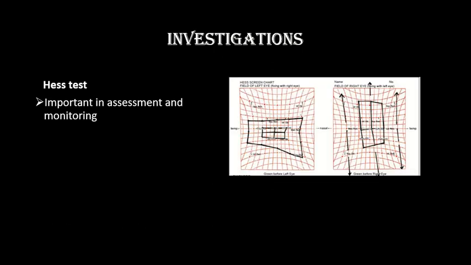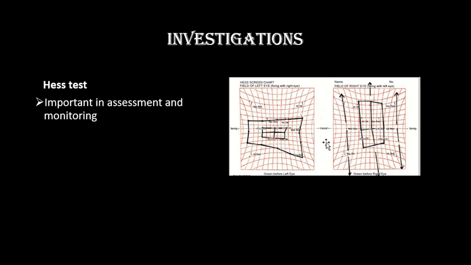How do we investigate or confirm that the patient is having diplopia? So in order to investigate diplopia, we have to do this Hess test. And Hess test actually is important in the initial assessment of the patient and subsequent monitoring after the surgery. See, we can see here this is the right eye and this is the left eye. We can see the restricted eye movements in elevation, okay, and here the eye is showing full movements all around.